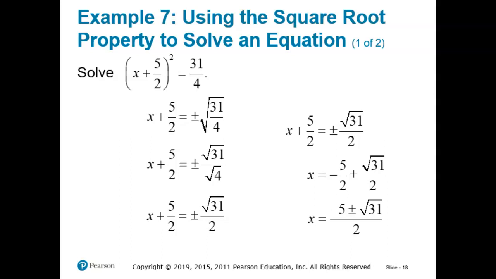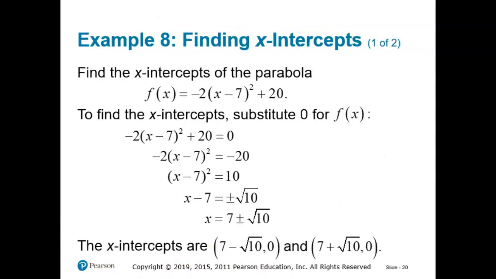Now, let's take a look at why we might want to find an x-intercept. Find the x-intercepts of a parabola. To find that, we know that the output is 0. The x-intercepts cross the x-axis, which means the vertical output is 0. So we're going to set this equation equal to 0. When we do so, we subtract 20 from both sides. We divide by a negative 2.